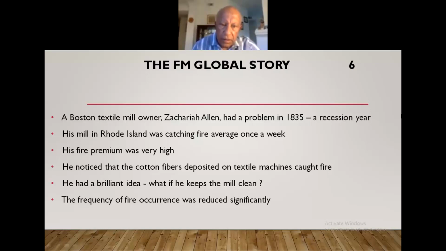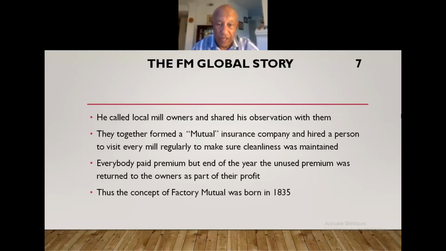So he noticed that the cotton fibers deposited on textile machines caught fire very easily. He had a brilliant idea. What if he keeps the textile mill clean? And guess what happened? The frequency of fire occurrence was reduced significantly from once a week to on average once a year. So he went to his fire insurance company and said, give me a premium rebate. They said, get lost. You pay exactly the same as everybody else.